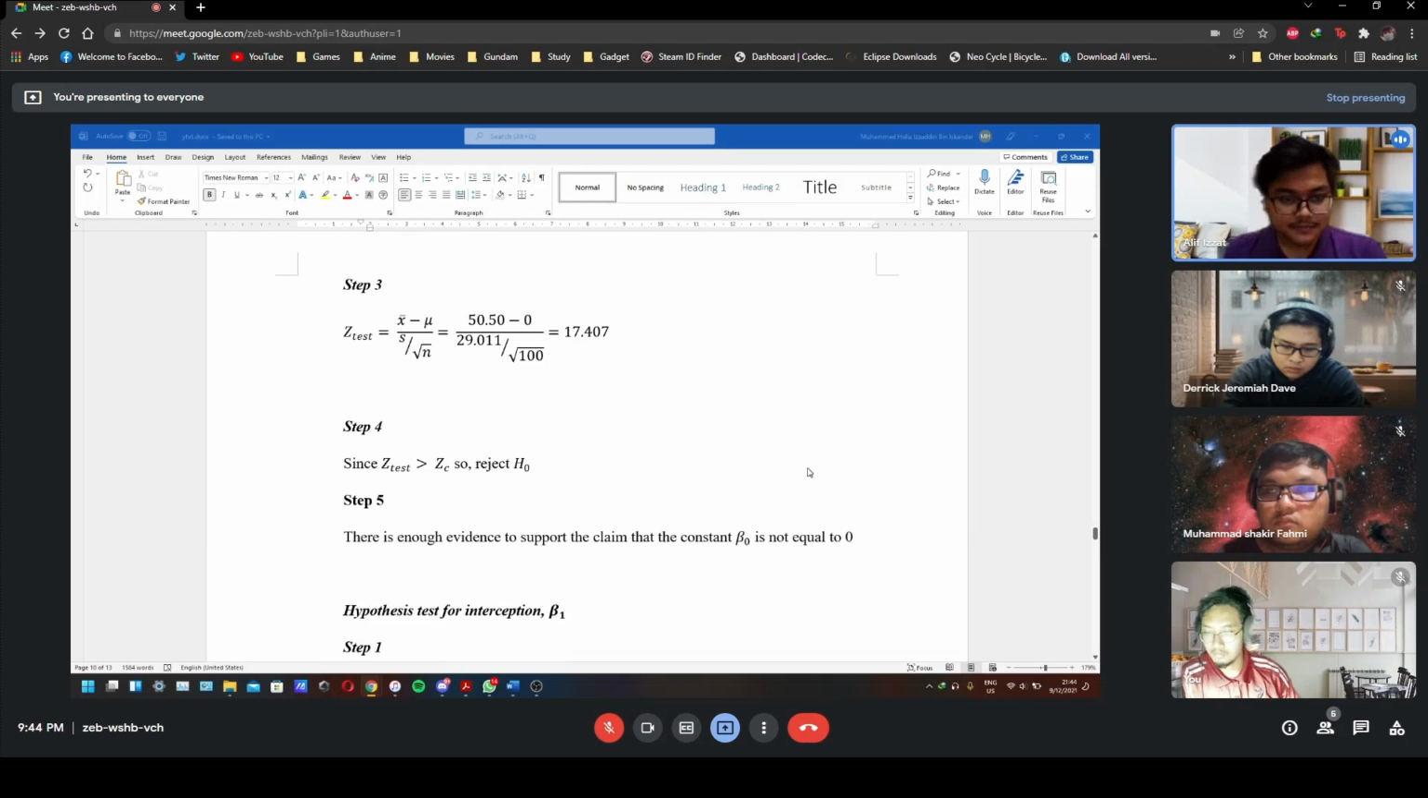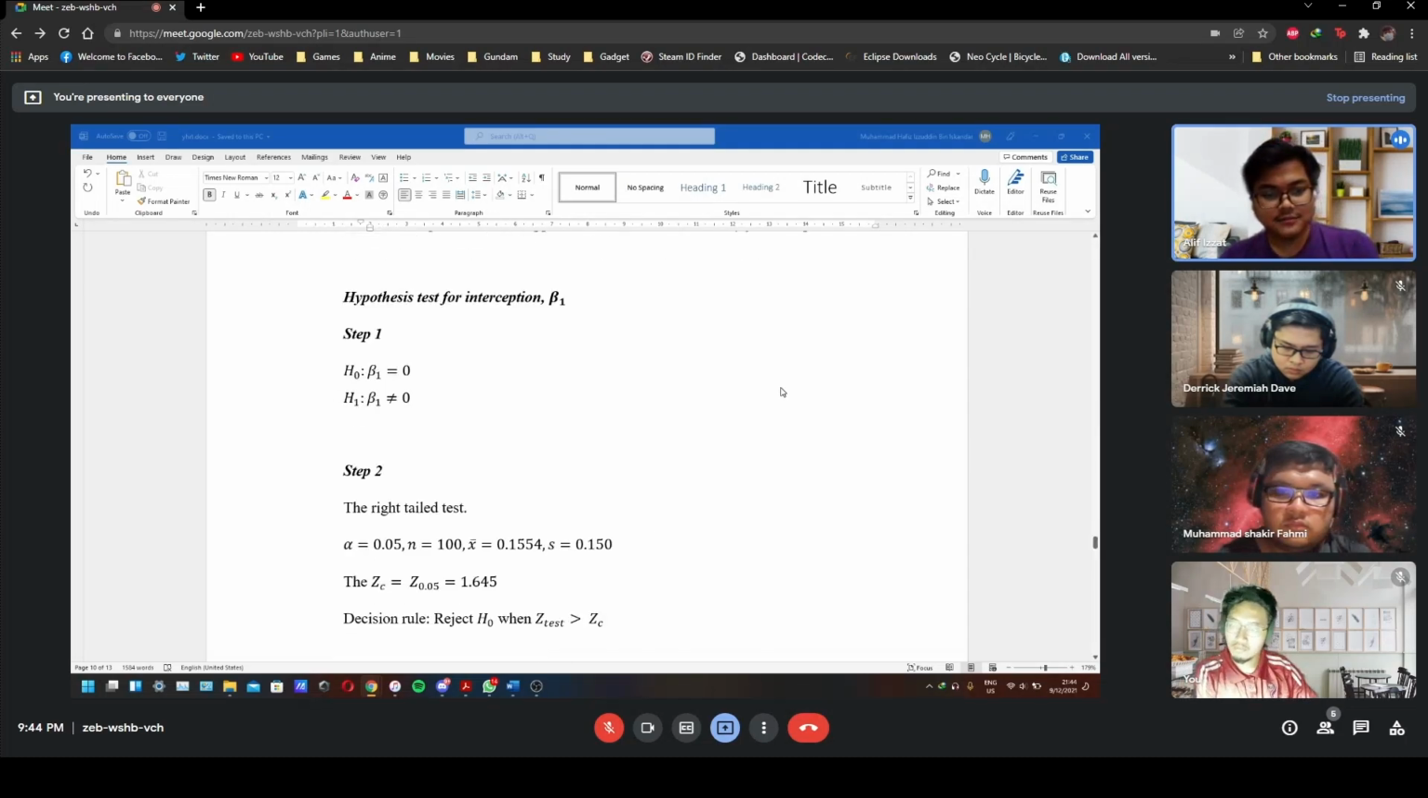Now for step 3, we have to calculate the Z test, and from there we obtain the value of 17.400. So step 4, since Z test is bigger than ZC, we have to reject H0, which is the decision above. And for step 5, we can conclude that there is enough evidence to support the claim that the constant beta 0 is not equal to 0.